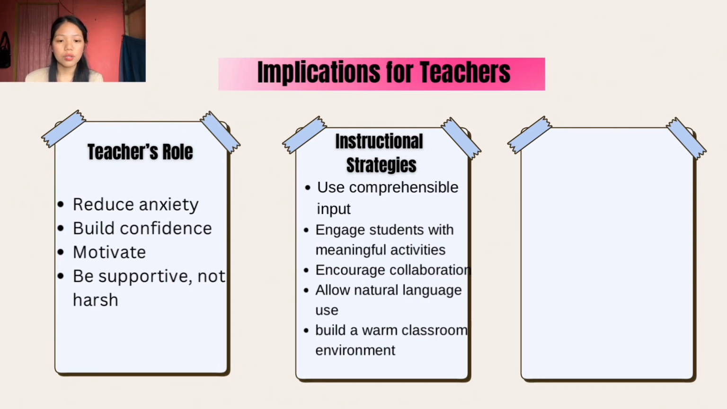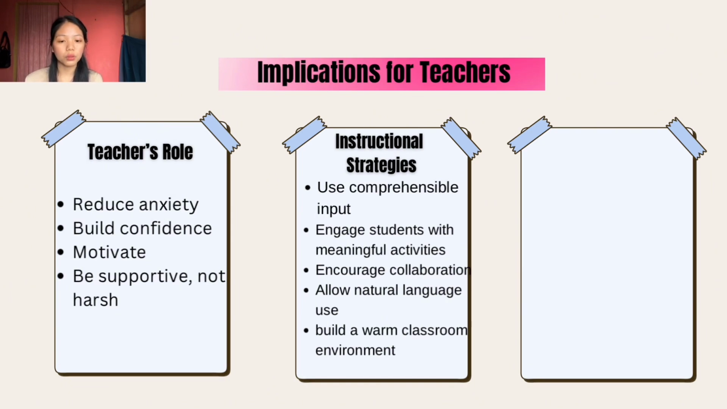Number one is to use comprehensible input like i plus one. For example, explain with visuals, gestures, examples, and real objects. The goal is clarity, not complexity. Next is to use meaningful and interesting activities. For example, when activities connect to students' experiences, stories, games, dialogues, they forget their fear and begin to communicate naturally.